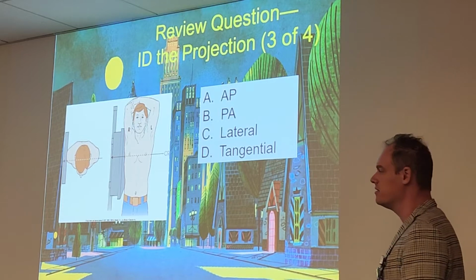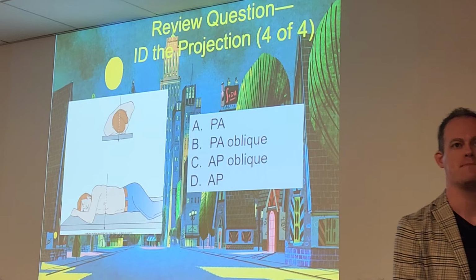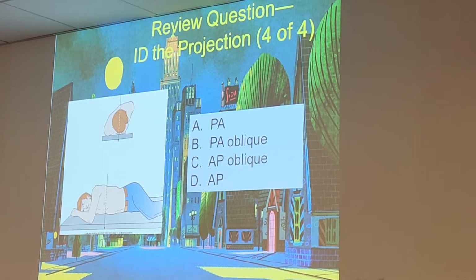Make sense? What about this? This is lateral also, and the right side is touching the table. PA oblique projection. So the path of the beam is still PA, it's entering the back, exiting the front. Patient is angled, so it's an oblique projection. PA oblique projection. Like RAO.